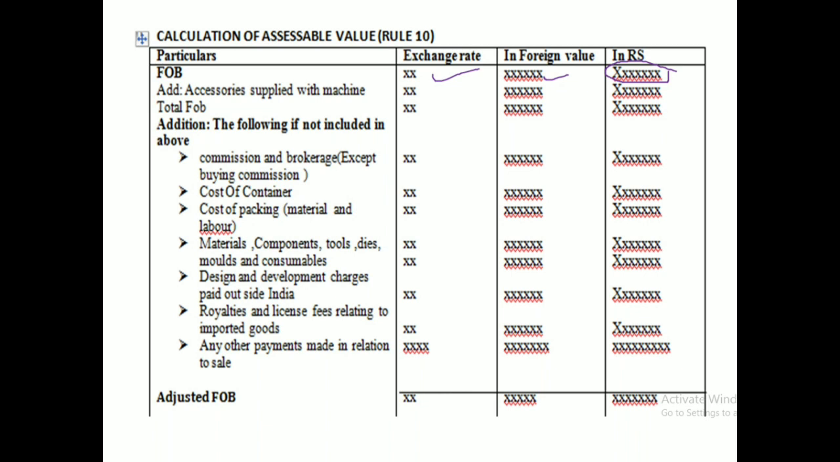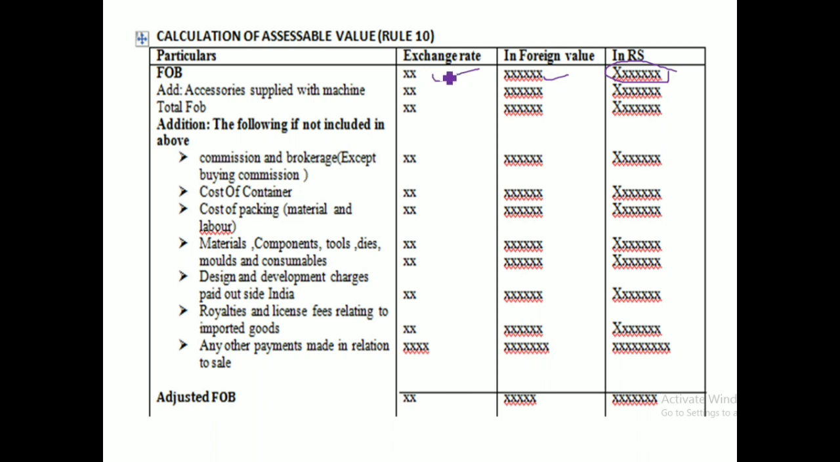After calculating the FOB value, if the CIF value has been given, we just need to deduct freight and insurance. Okay, we'll arrive at FOB, that is free on board. As it is given in foreign value, we can convert it with the help of the exchange rate. Okay, that we can consider here.